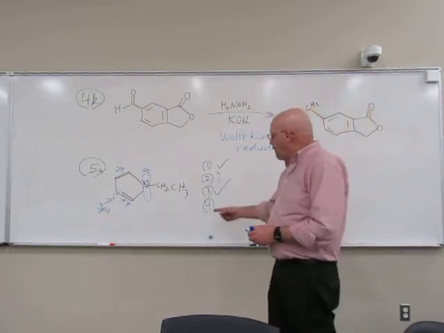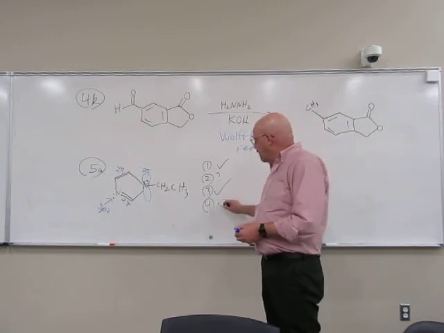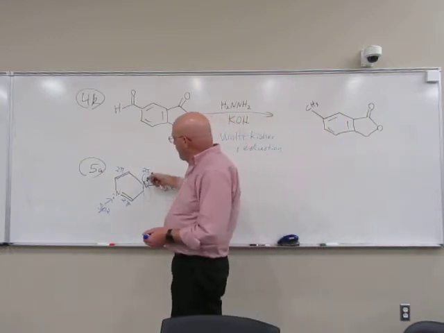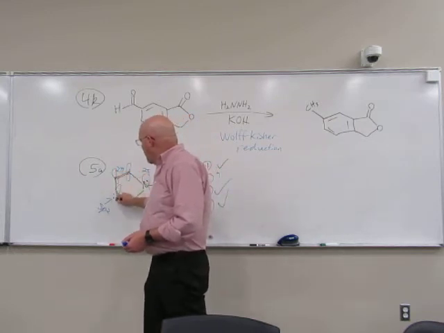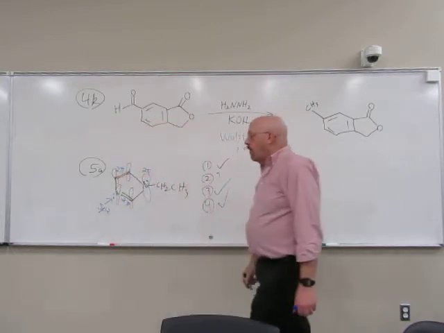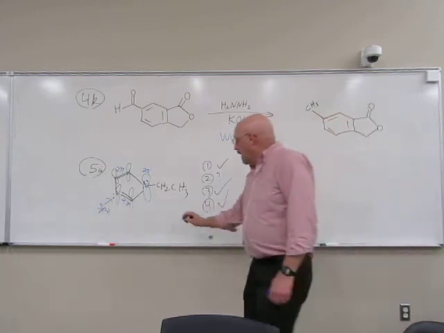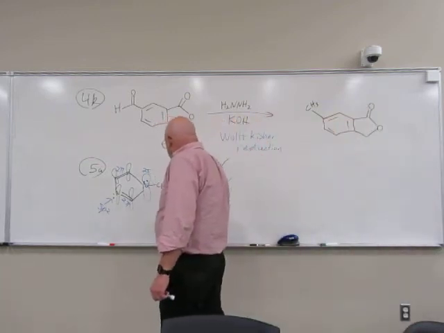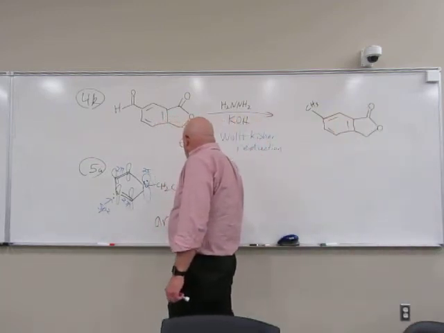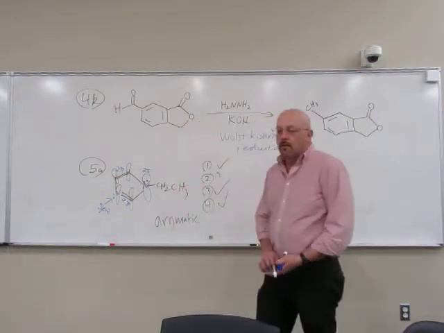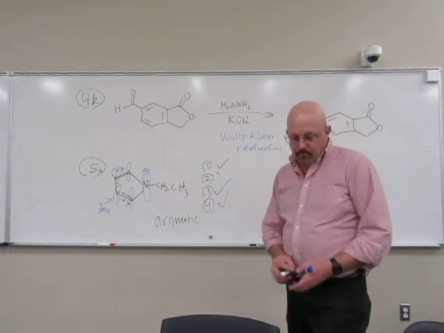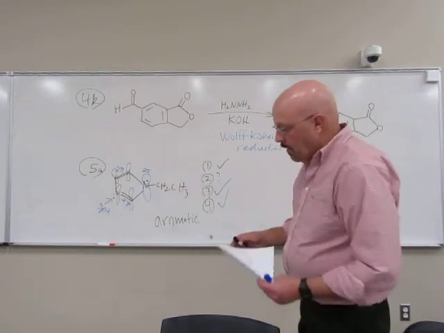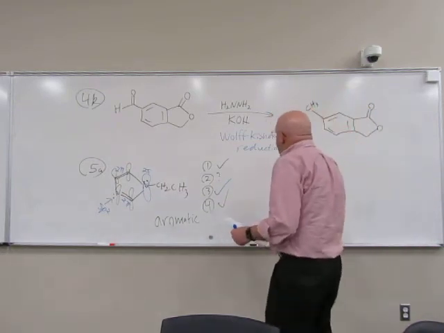Rule 4, must have p orbitals on every atom in the ring, and we do. We have the p orbital there that's taking up the lone pair. We have p orbitals, of course, for the double bonds. So we do have p orbitals on all the atoms in the ring. This one is an aromatic compound. That ring is aromatic. Questions?